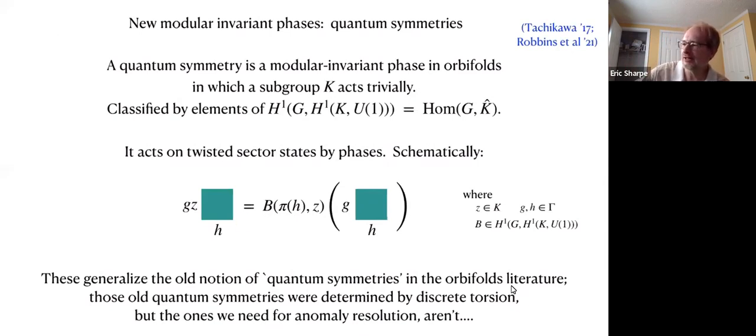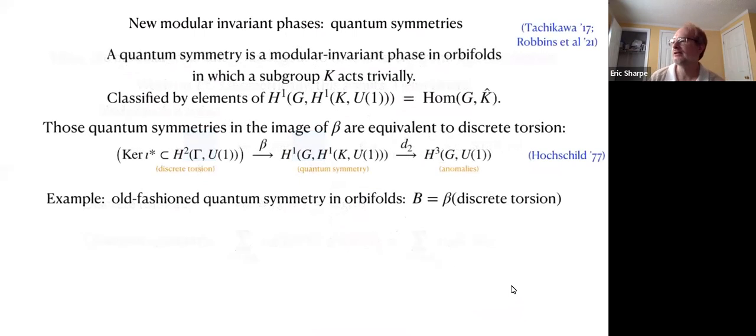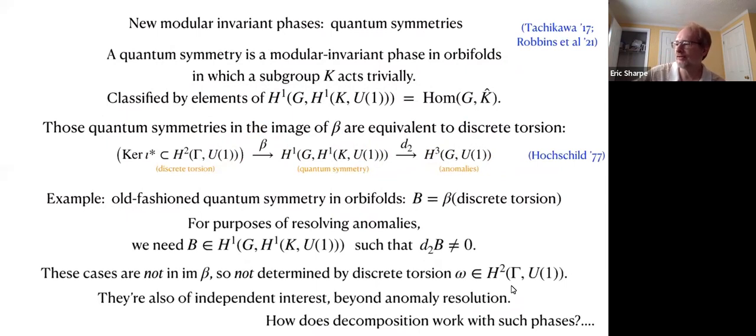So in terms of the quantities I've been drawing, that basically means we add a possible phase difference between that sector and that sector. Now, there's a story about why these are modular invariant. Suffice to say, let me move on. The quantum symmetries live in this particular group cohomology group, which is related to a group cohomology group containing discrete torsion and another one that encodes the anomalies in an orbifold. In special cases, these quantum symmetries will correspond to old-fashioned quantum symmetries. That will be the case when the quantum symmetry is in the image of that map beta. But for the purposes of resolving anomalies, we're going to want a quantum symmetry that has a non-trivial image under this map D2.